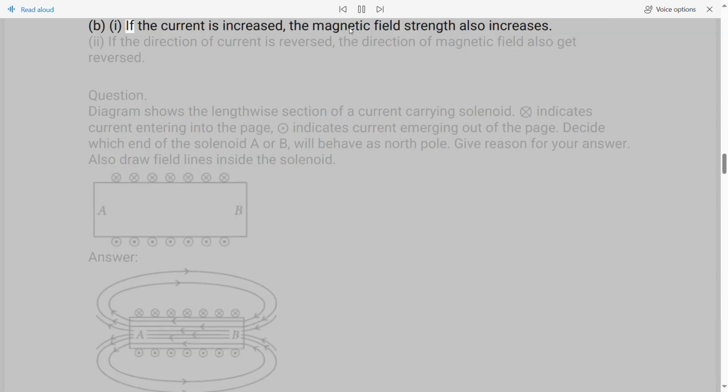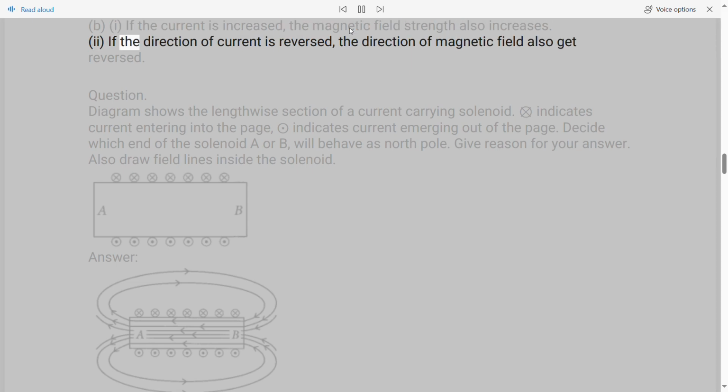1. If the current is increased, the magnetic field strength also increases. 2. If the direction of current is reversed, the direction of the magnetic field also gets reversed.